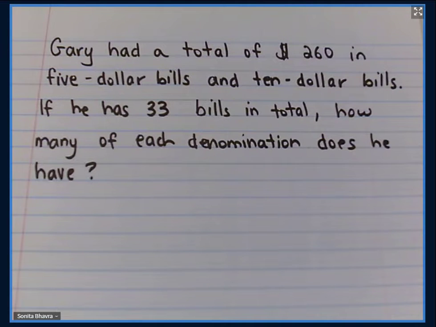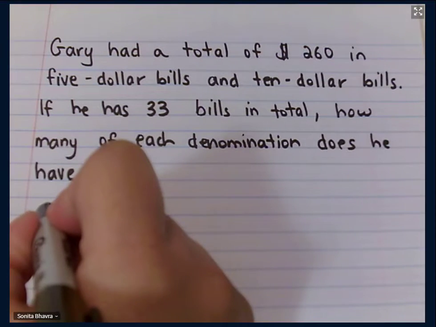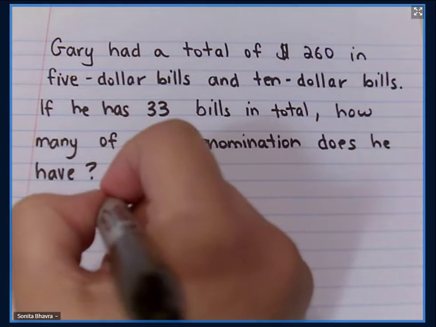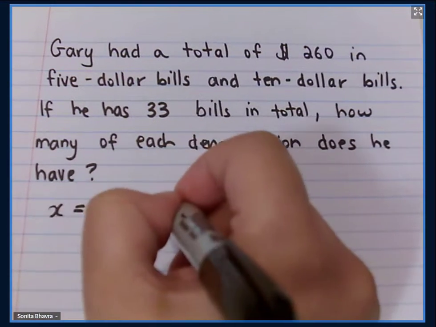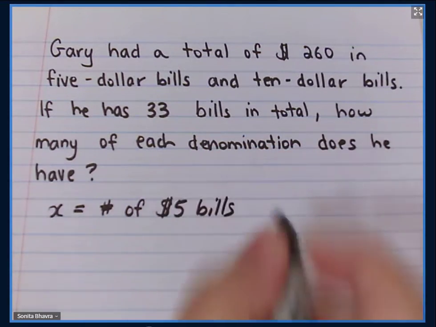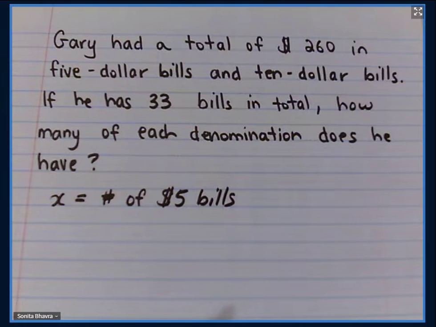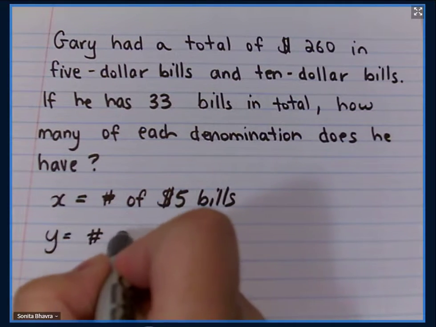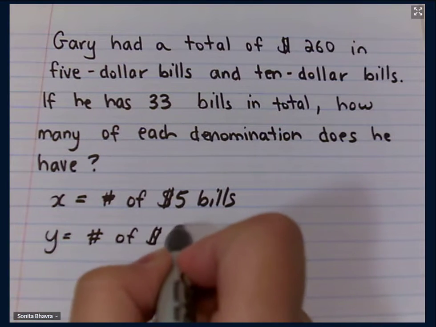So from the information that we're given, let's say x is equal to the number of $5 bills. And let's make our y equal to the number of $10 bills.